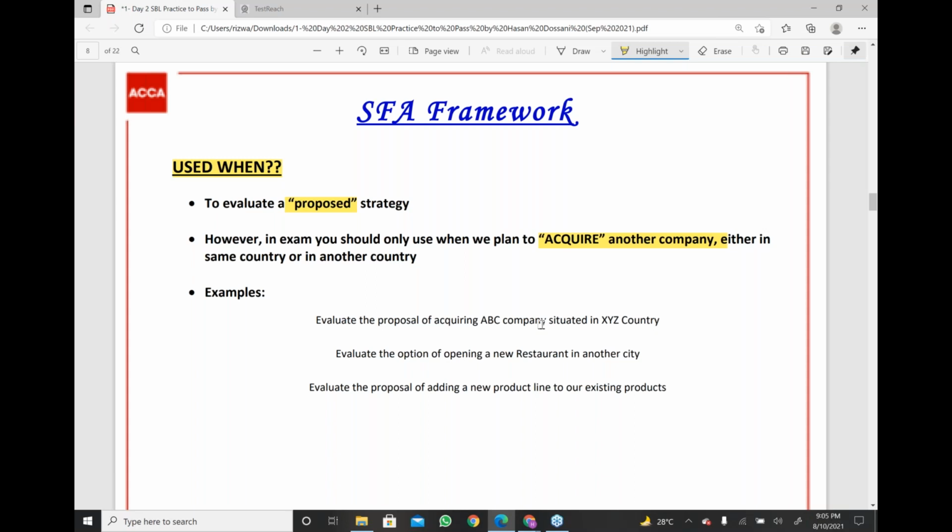Is this clear? So examples. The first example is: evaluate the proposal of acquiring ABC company situated in XYZ country. Should we use SFA in this one? Yes or no?